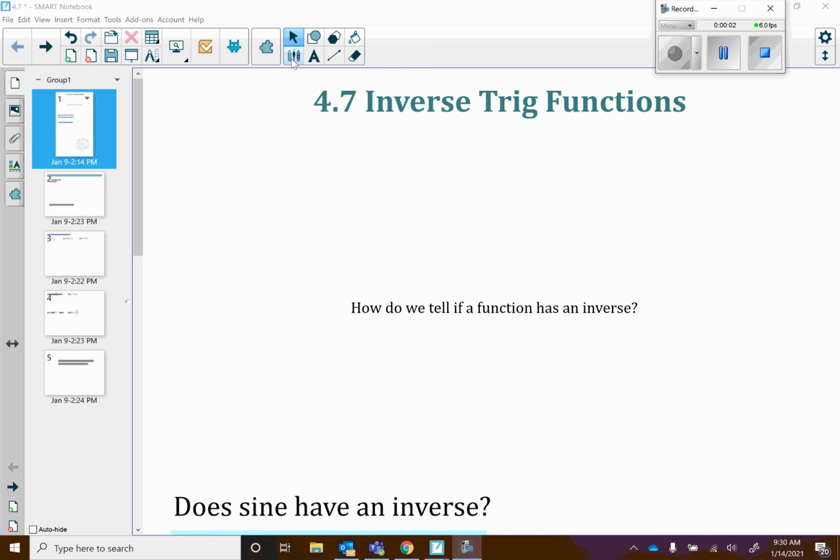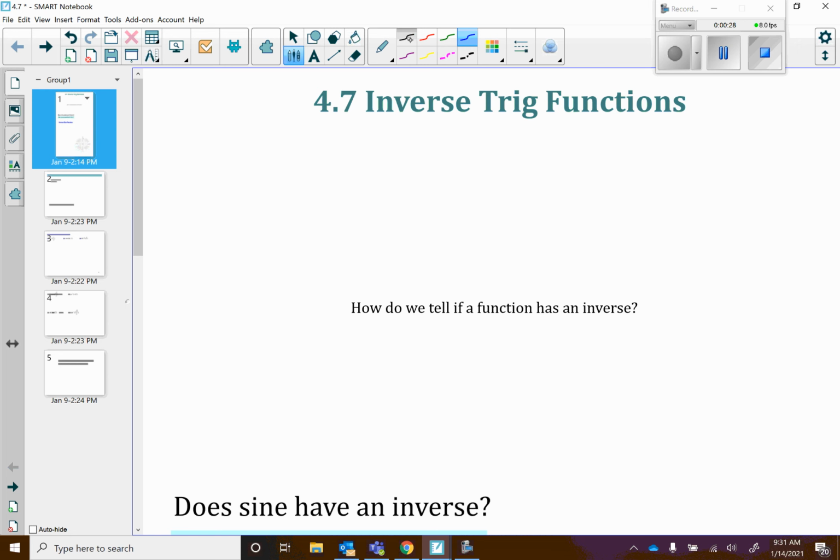Hello, hello. We are going to take some notes on 4.7, inverse trig functions. So of course, before we talk about what inverse trig functions are and what they do, let's see what we remember about inverses. Maybe if you want to pause the video and brainstorm for yourself, that would be a great idea. Otherwise, a couple things we hopefully remember about inverses.